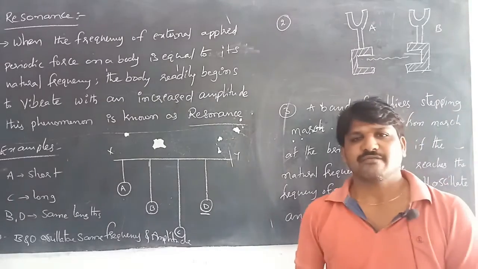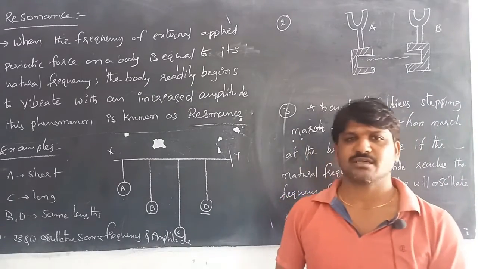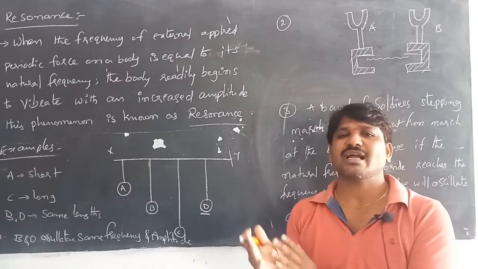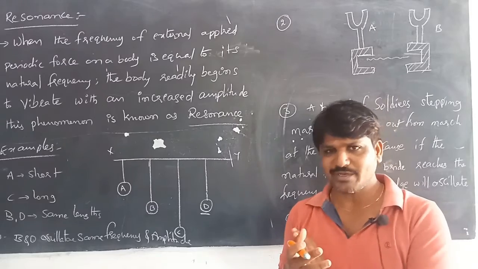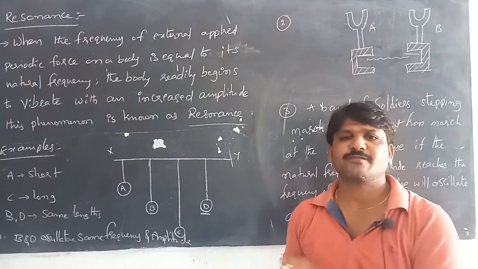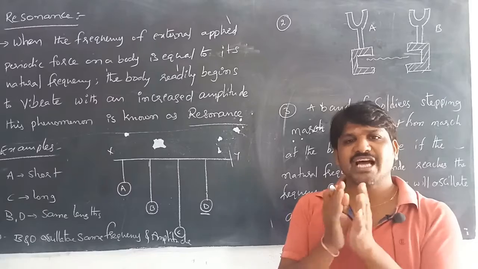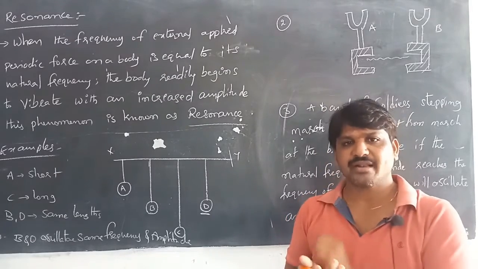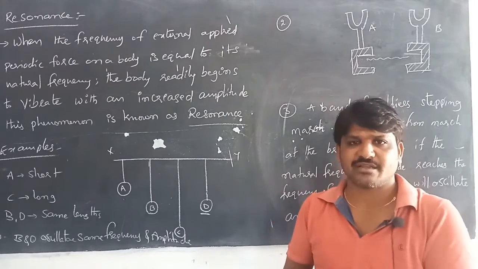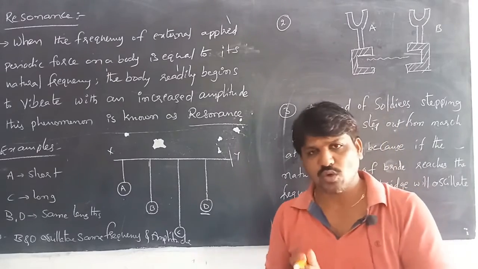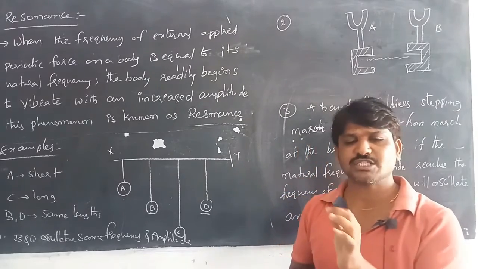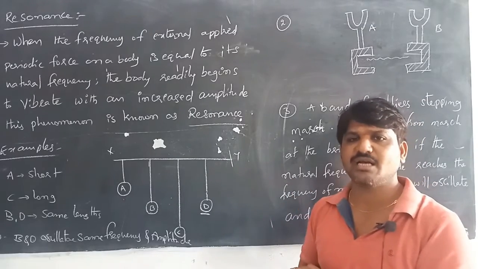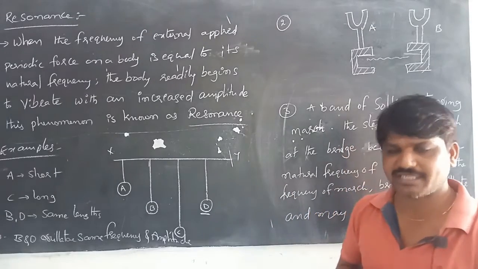One more thing: whenever a band of soldiers is doing a march past, they step out of the march when crossing a bridge. Why? If the natural frequency of the bridge equals the frequency of the marching, the bridge will start oscillating and may finally collapse. That is why soldiers step out of the march while passing a bridge. That is due to resonance.